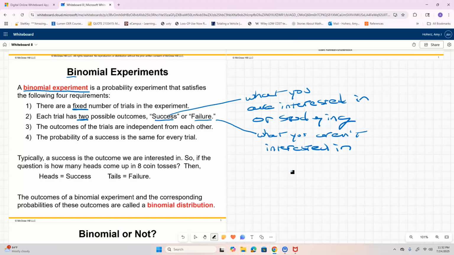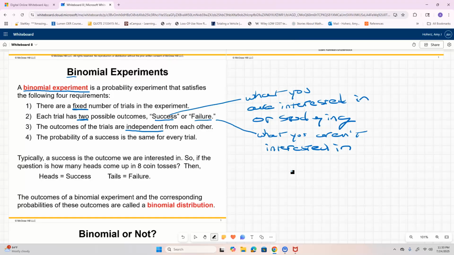Also, when you're doing a binomial experiment, the outcomes of the trials have to be independent. So it has to be something like a die that resets itself every time, or a coin that resets itself every time, or if you're drawing from cards or drawing colored chips out of a box, then they have to be replaced. So it's either something that resets itself, or it has to be replaced. It has to be with replacement.